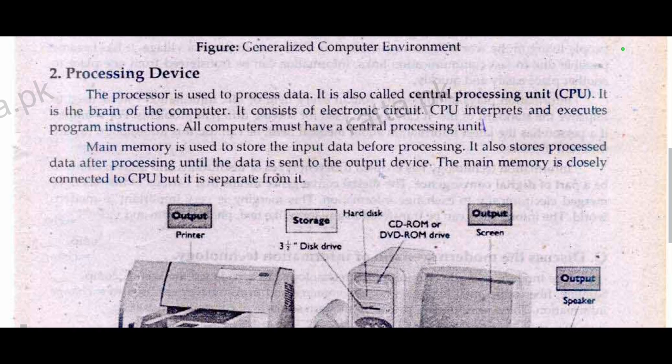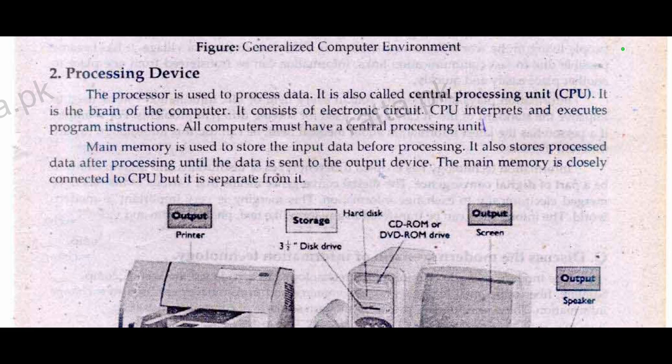Processing device. The processor is used to process data. It is also called central processing unit, CPU. It is the brain of the computer. It consists of electronic circuits. The CPU interprets and executes program instructions. All computers must have a central processing unit.